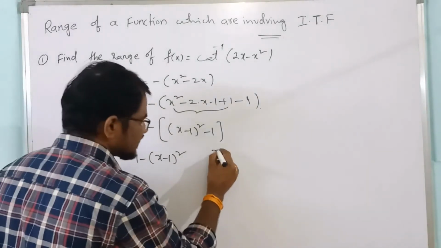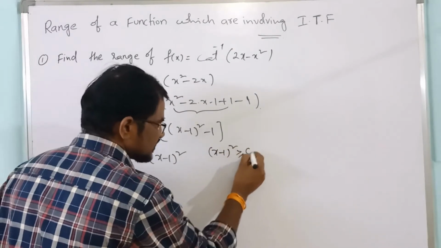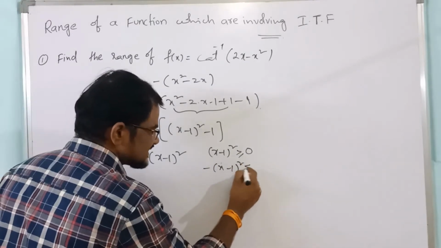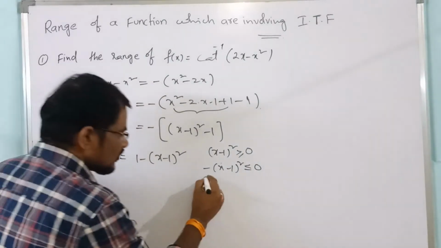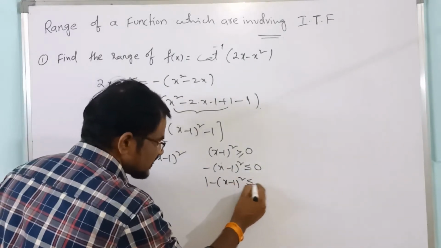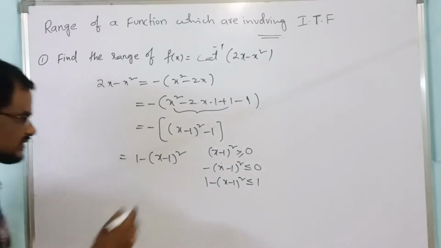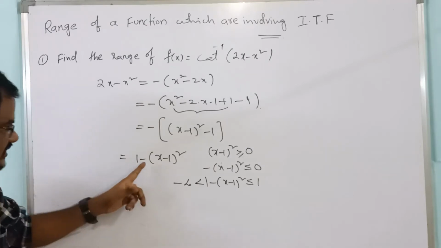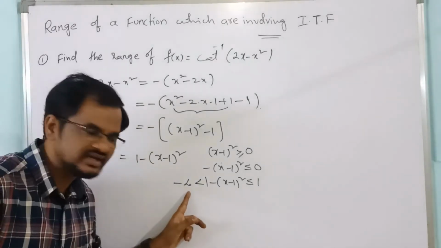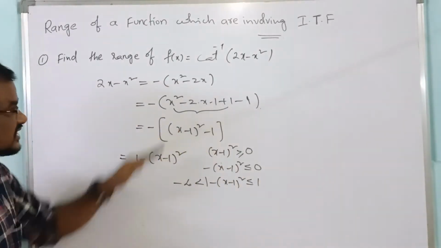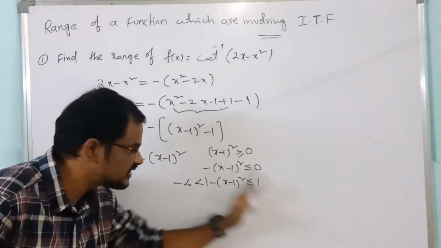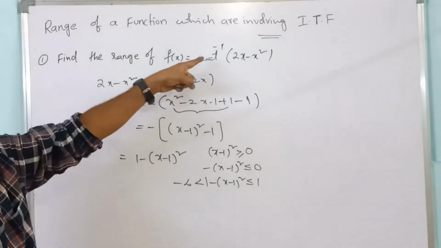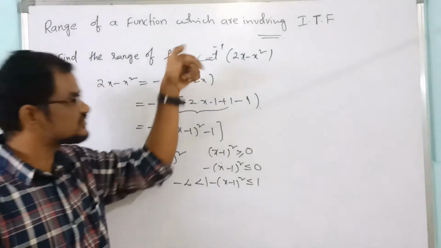But we know that x minus 1 whole square is greater than or equal to 0, so minus x minus 1 whole square is less than or equal to 0, and 1 minus x minus 1 whole square is less than or equal to 1, that is, greater than minus infinity. So this expression exists from minus infinity to 1. Now for this expression, we have to apply the function cot inverse x, which is decreasing.